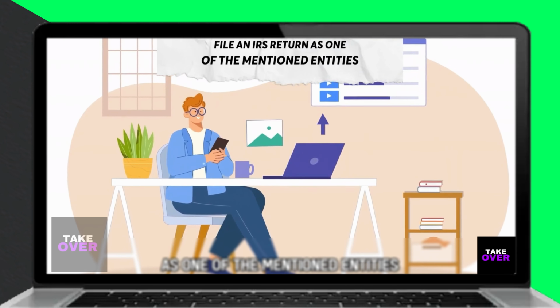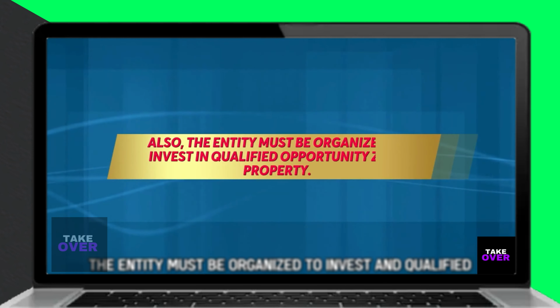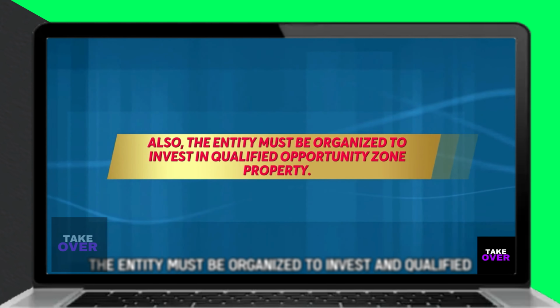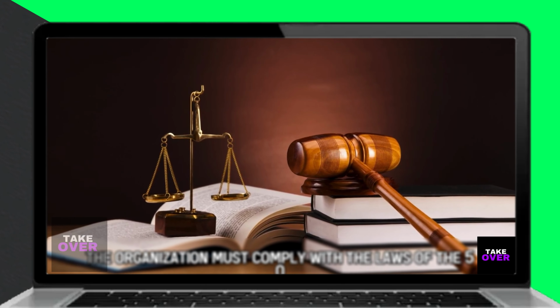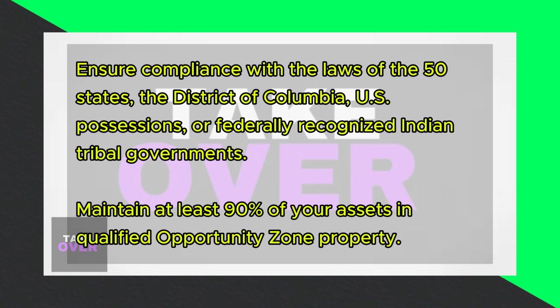Additionally, the entity must be organized to invest in qualified Opportunity Zone property. This means the organization must comply with the laws of the 50 states, the District of Columbia, a United States possession, or a federally recognized Indian tribal government.